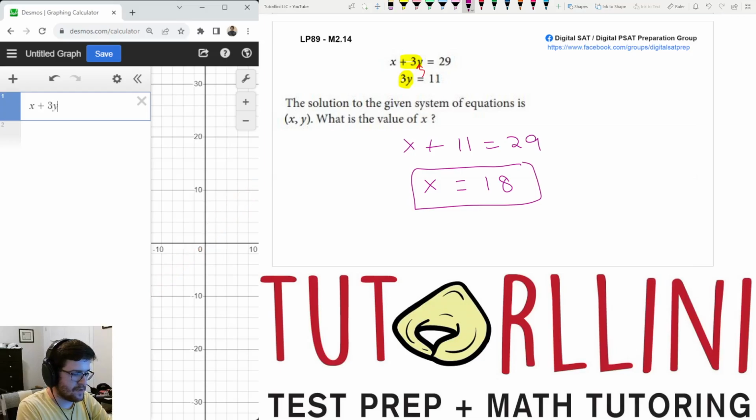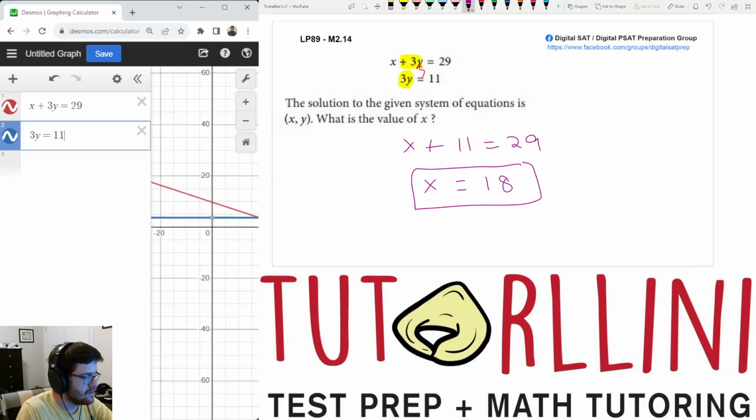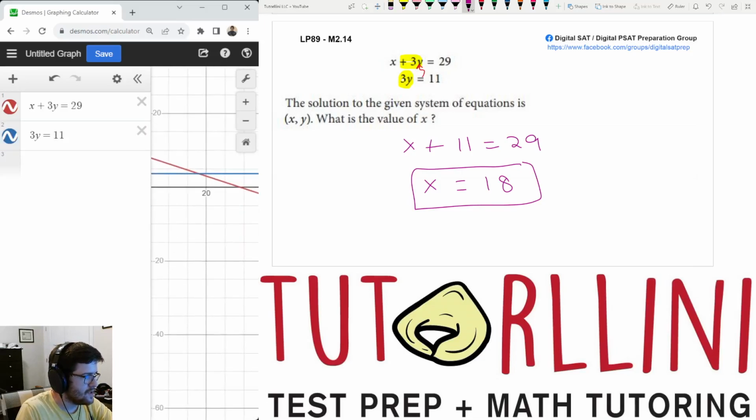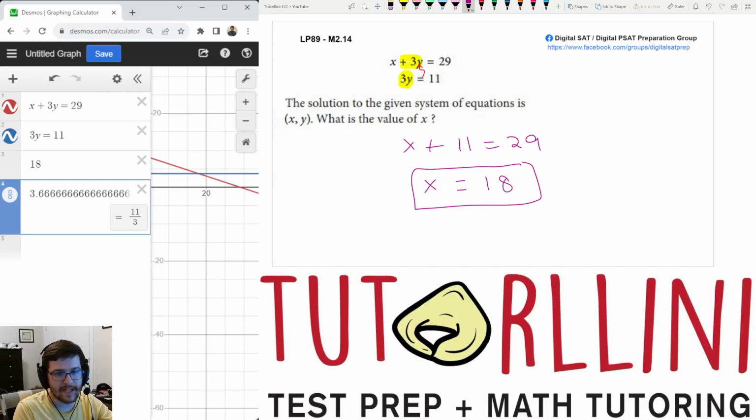So x plus 3y equals 29. 3y equals 11. I'm going to zoom out, see where they meet. Okay, they wanted x, so x is 18. But if they wanted y, I could go and type in 3.666666666. And it tells me 11 over 3. So the point was 18, comma 11 over 3. They wanted x, so we say 18. If they wanted y, we would say 11 over 3. Another one you could do really quickly.